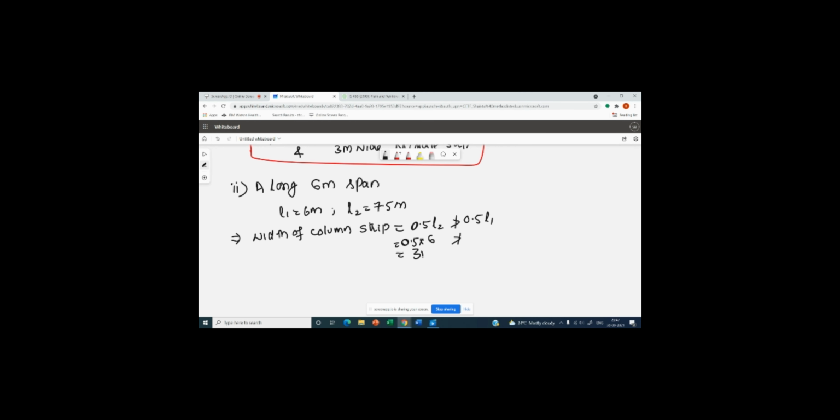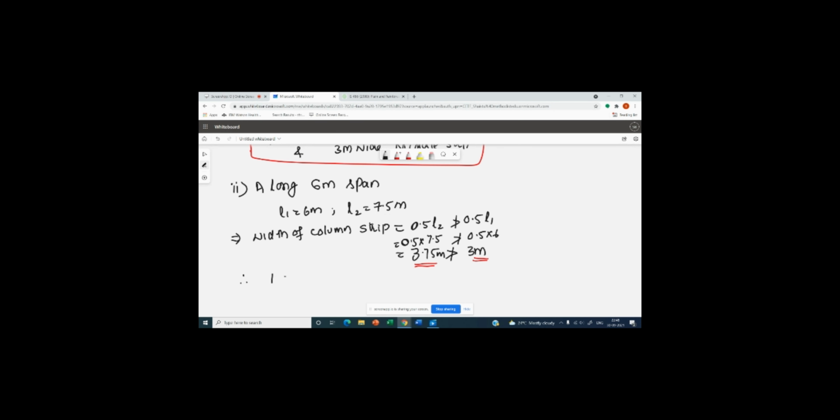In this case, L1 is 7.5 meters and L2 is 6 meters. So 0.5 times 6 becomes 3 meters. This shall not be more than 0.5 times the other span, which is 7.5, so that comes to 3.75 meters. You can see the width of the strip is more than the limited value. So we have to limit the width of the column strip to 3 meters only. You cannot go for 3.75 meters.